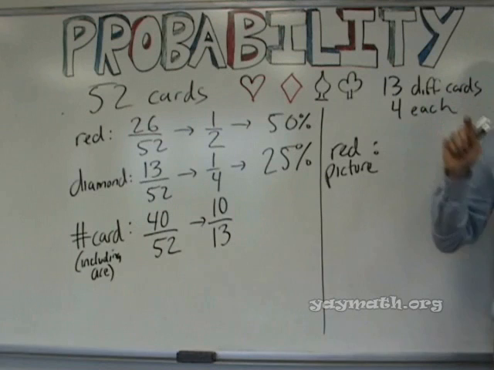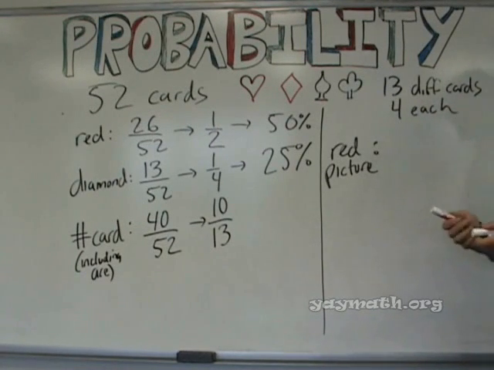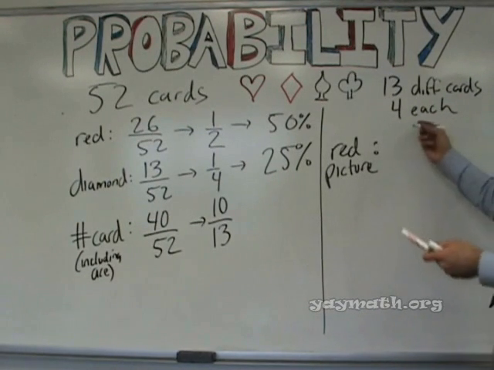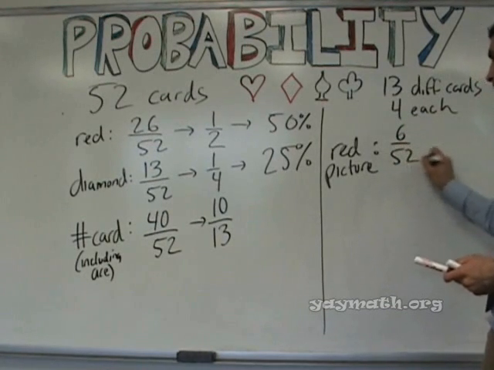Getting 6? Yeah, but you divided it again. So it's 3 out of 26. Right, so we'll put it down: 6 out of 52. Questions about why it's 6?